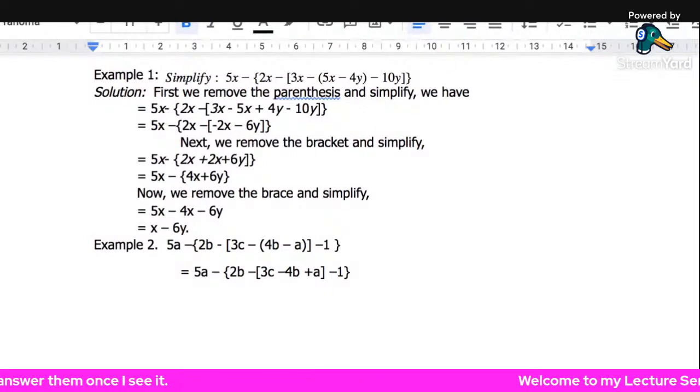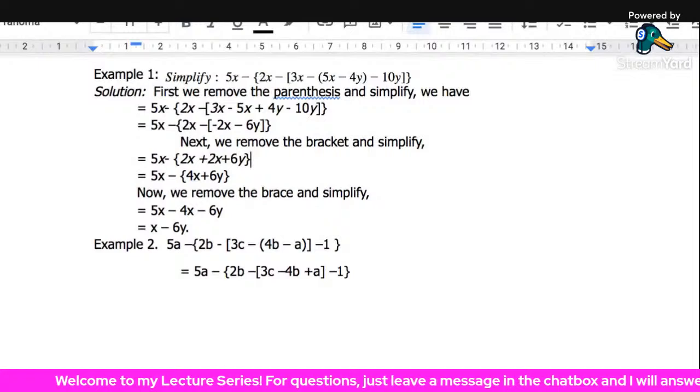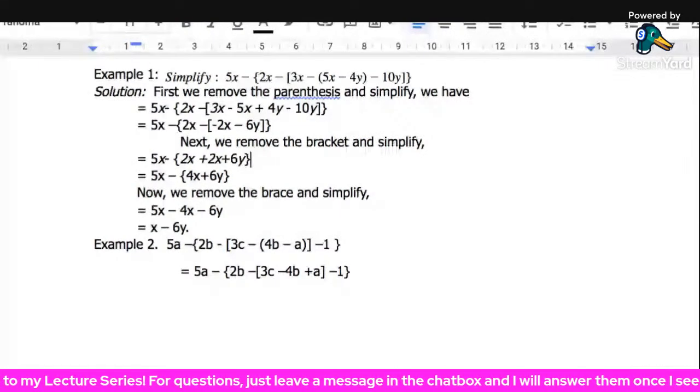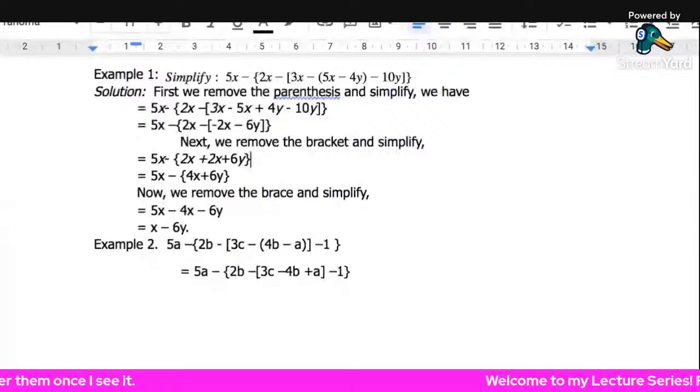Okay, so we were able to eliminate another grouping symbol. And then we have this grouping symbol left, and there is a subtraction operation here. So we do the same. But before we do that, we have to simplify similar terms first. So we have 2x and 2x here. And if you're going to add that, you will have 4x plus 6y.